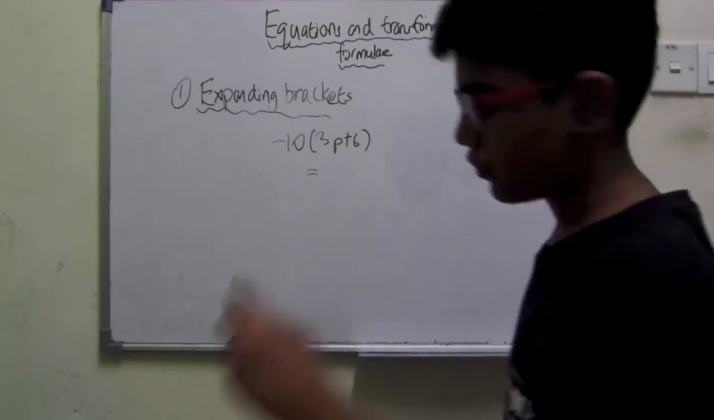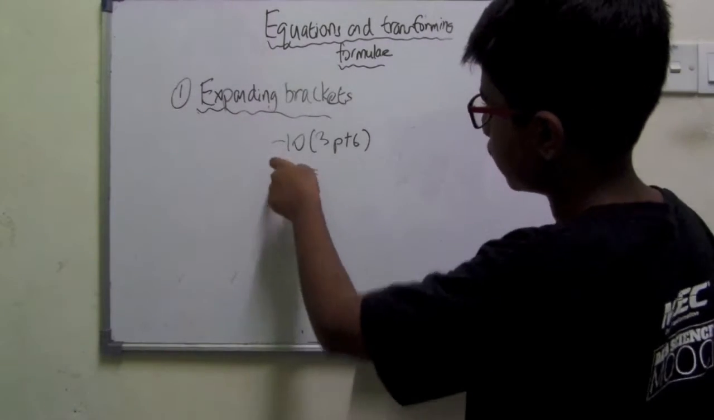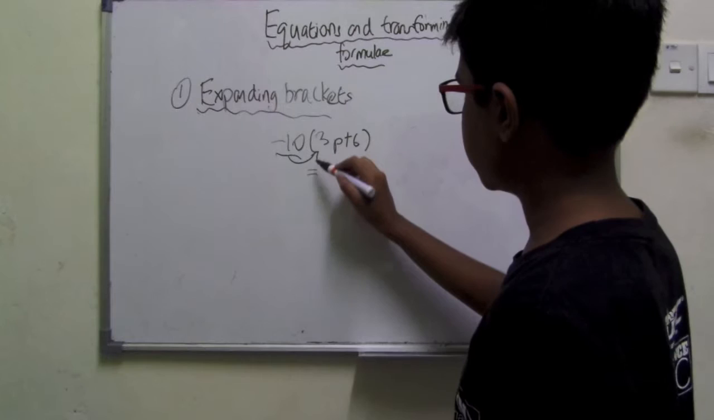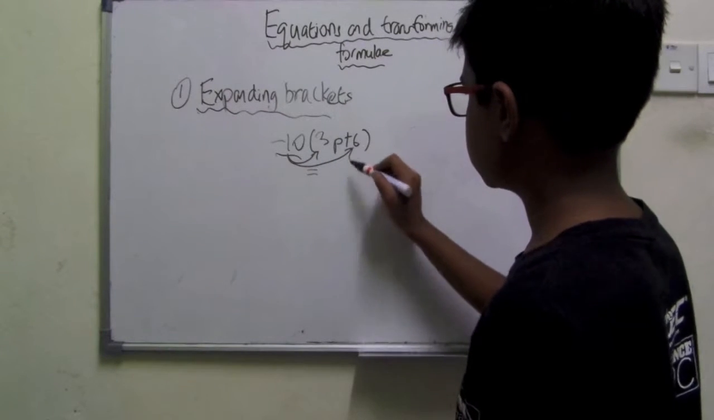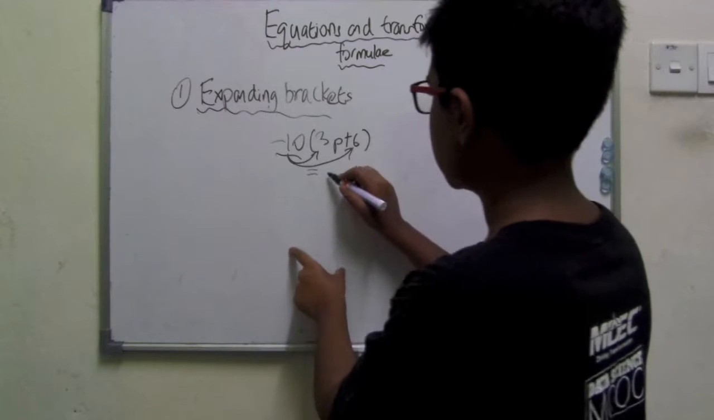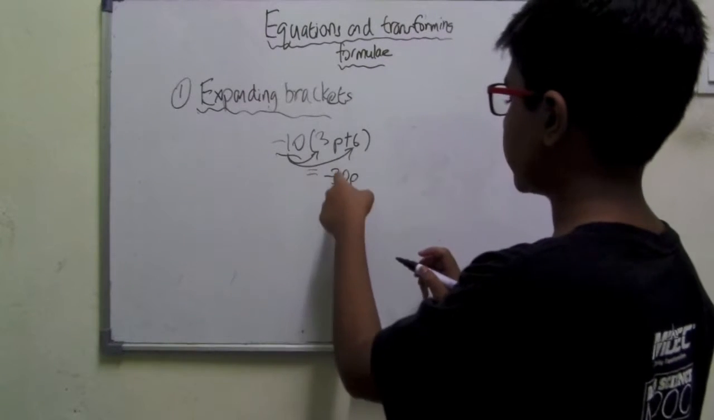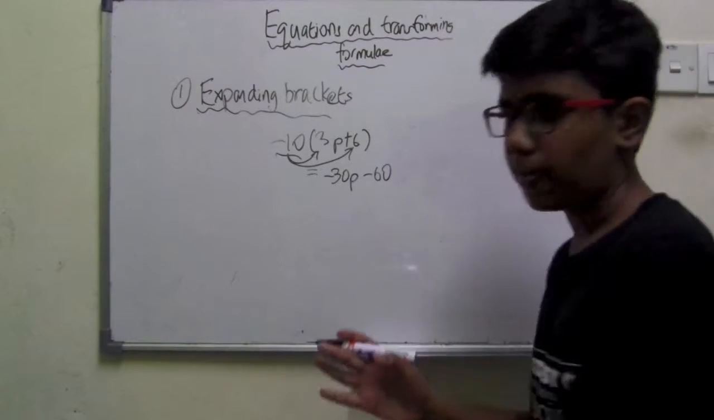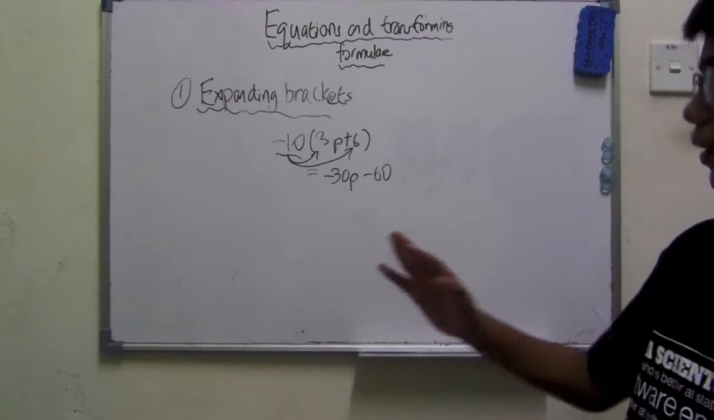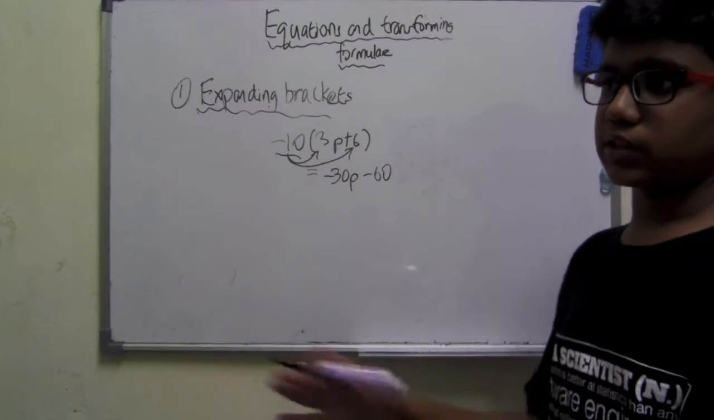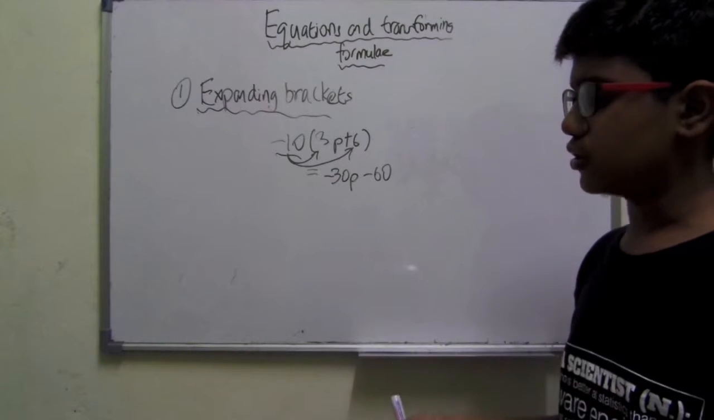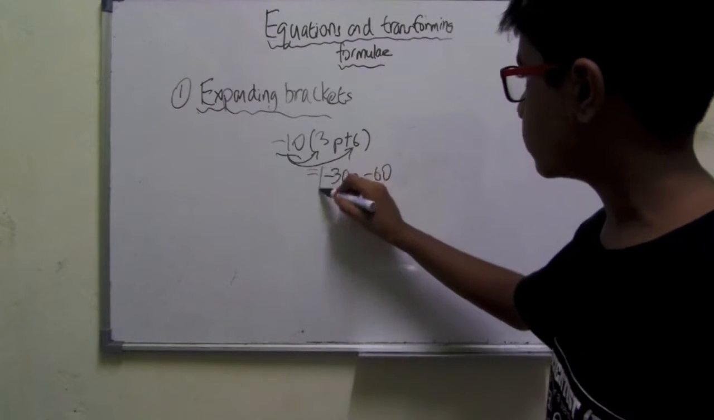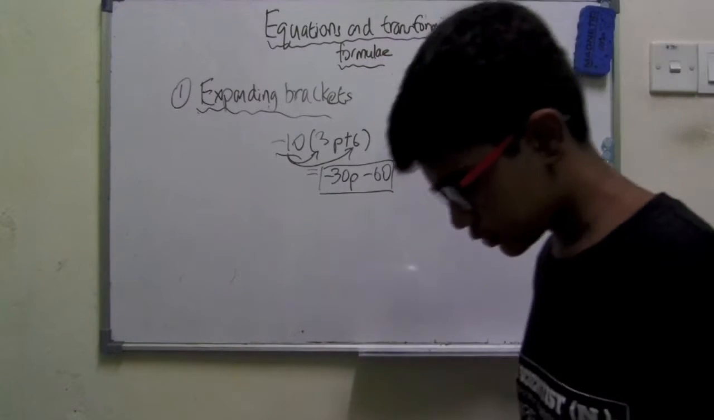So what you have to do is, the first step to expansion is to multiply the number outside by the numbers inside. So negative 10 will be multiplied by 3p, and negative 10 will be multiplied by 6. Negative 10 times 3p is negative 30p, and negative 10 times 6 is negative 60, of course. So the answer is negative 30p minus 60. The rule of expanding the brackets is that you should never see the brackets again. The brackets will be in the question, but your job is to make them disappear. You have to expand it in such a way that it comes to this form where there are no brackets available.